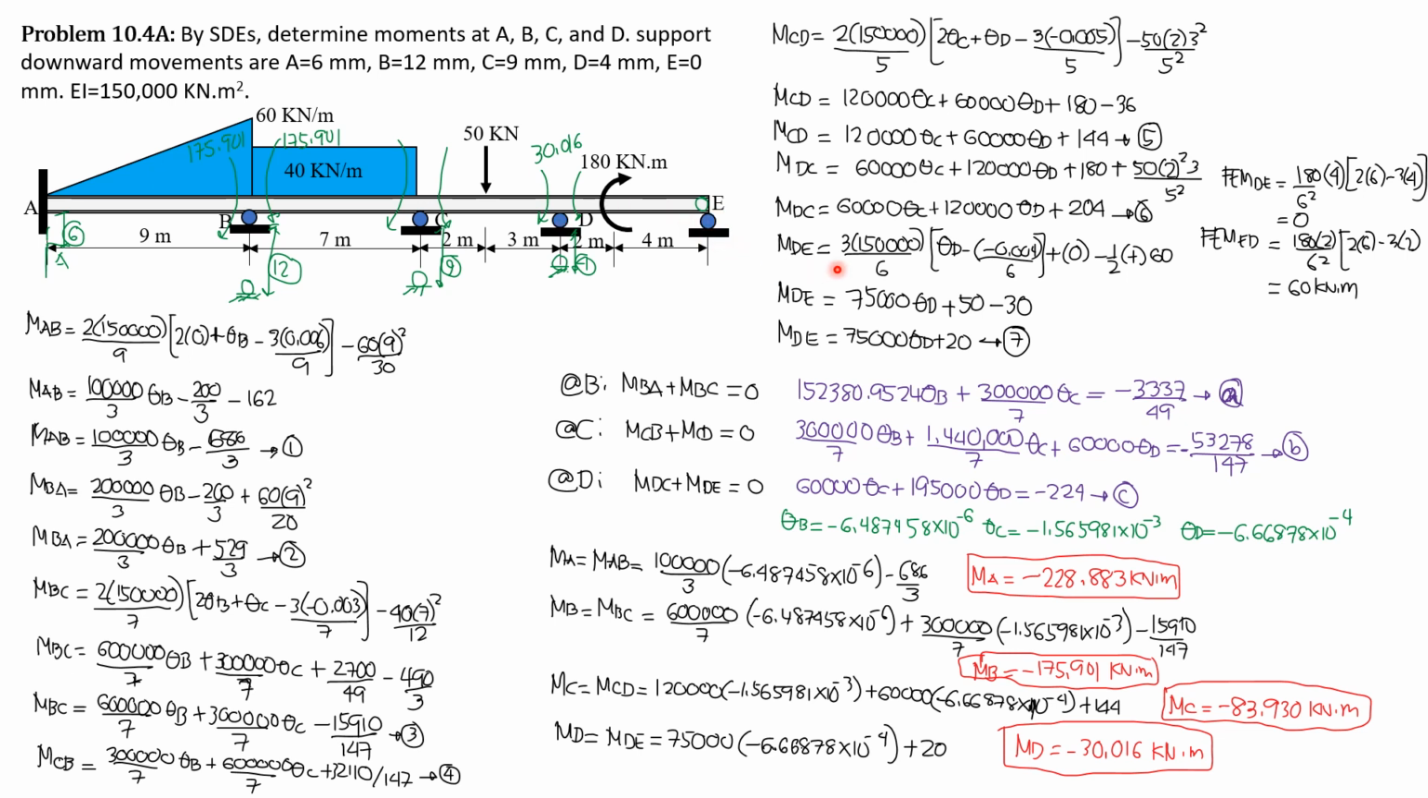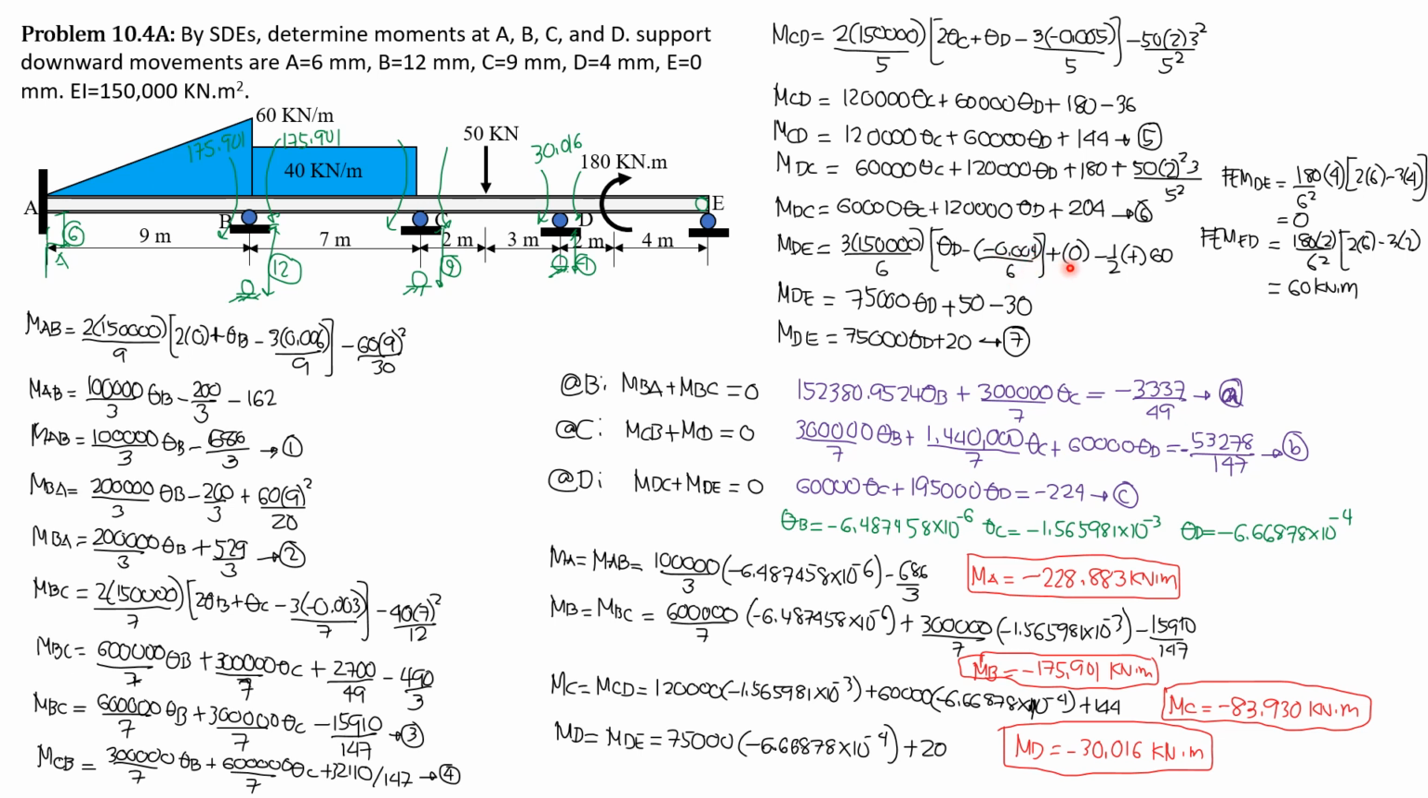And moment DE, therefore, by the slope deflection equation, as I said, because the moment at E is 0, the other formula is 3EI over L. So 3 times 150,000 over 6, quantity theta near minus delta over L. Since the settlement at E is 0, the rotation of DE is counterclockwise, so delta is treated negative. So negative 4 mm or negative 0.004 over L. So theta near minus delta over L is negative 0.004 over 6.